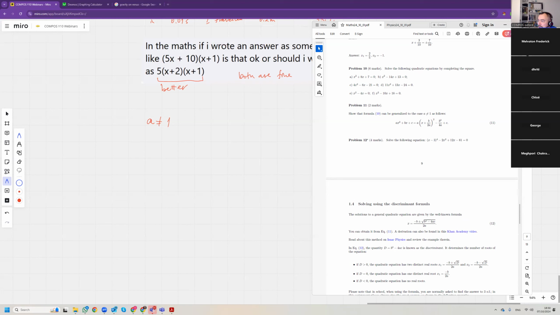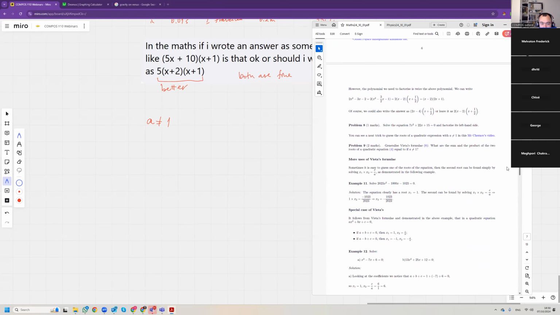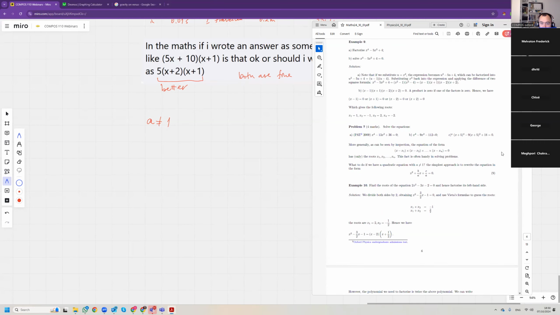We know for question 7 that a quadratic equation with something to the power of 4 is a hidden quadratic. Yeah.